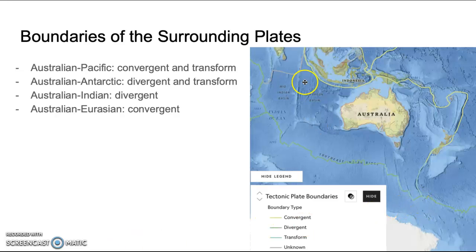And then on the Indian boundary, it says it is unknown, but I believe that is a divergent boundary because around 120 million years ago, India was part of the Australian plate, but then it split off and drifted northeast over here. And then up here last at the Eurasian plate, it is only convergent boundary.